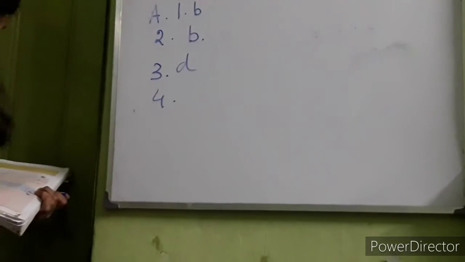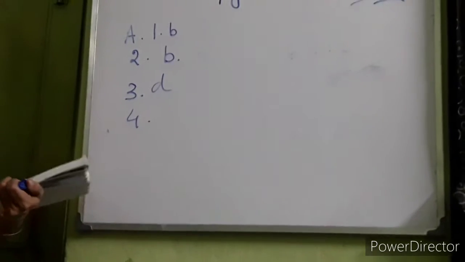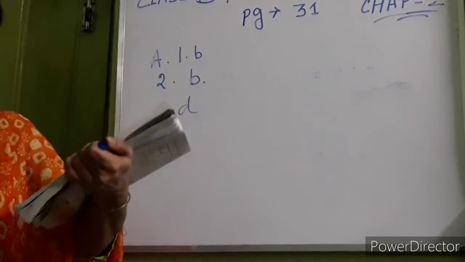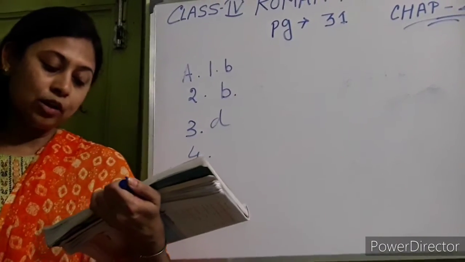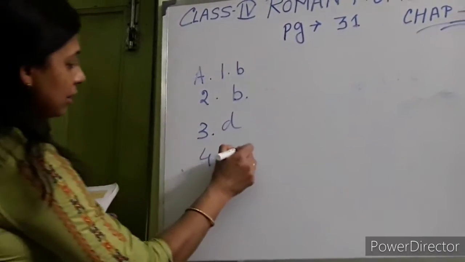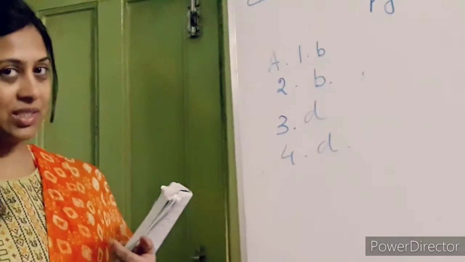Now 4. Which of the following cannot be subtracted from X? The value of X is 10 and M, D and C are greater than X. So you cannot subtract from X. So the answer is D, none of these. Now question number 5.